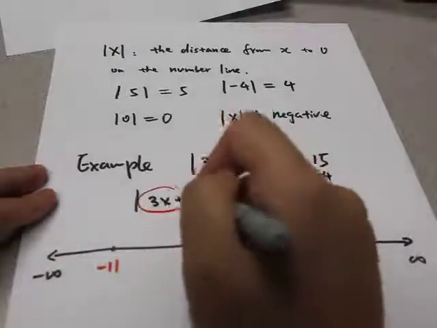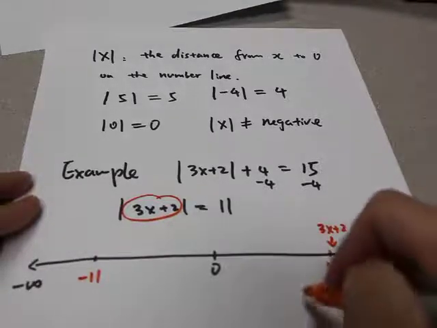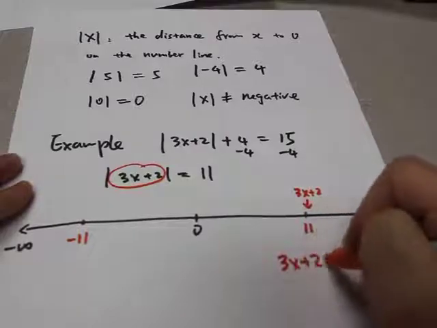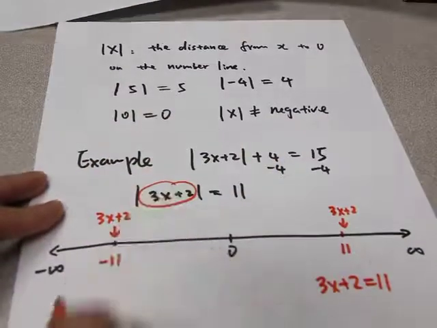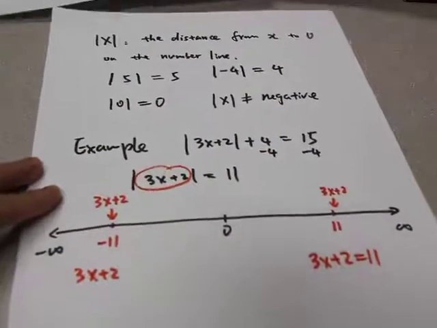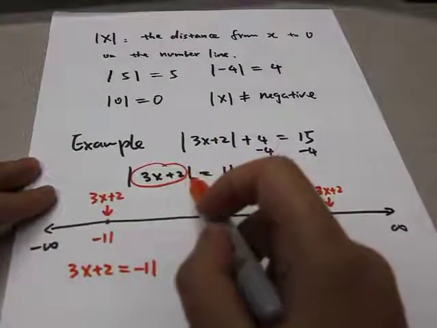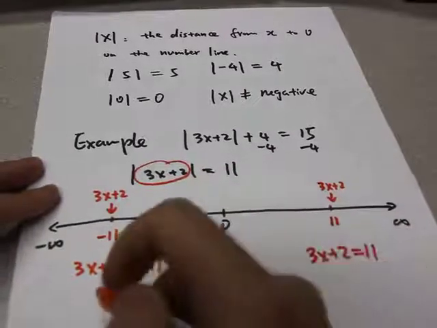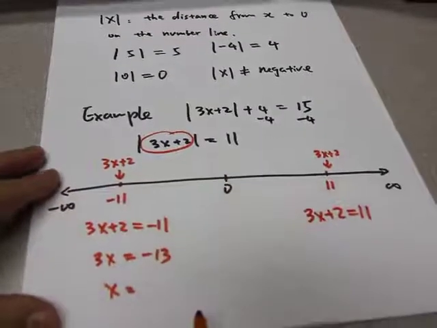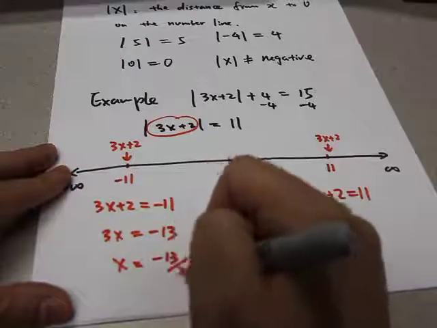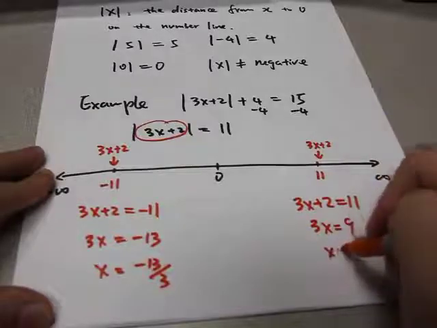So that means the 3x plus 2 could be here. That means 3x plus 2 equals 11. Or the 3x plus 2 could be here, so that means 3x plus 2 is going to be negative 11. That's how we generate these two equations. And by solving each equation, you can find the answer. So x equals negative 13 over 3, and x equals 3.